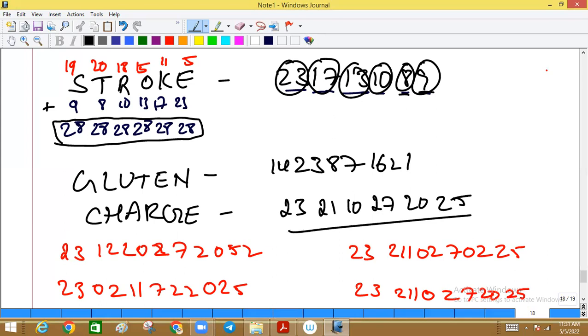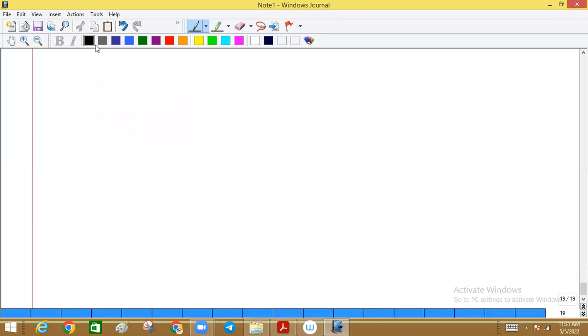Okay. So this is the logic. I think this is the most difficult question in the entire SSC paper of last year, and the remaining are a bit easy. Okay. So next type of questions, write down the next type of questions, that is rearrangement.